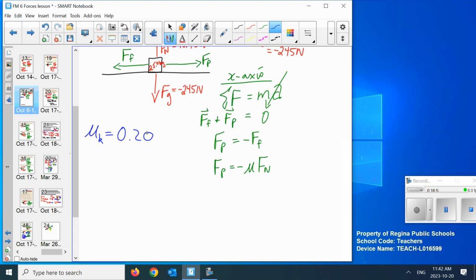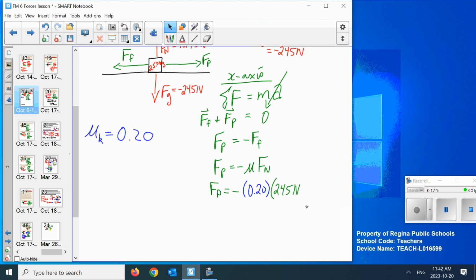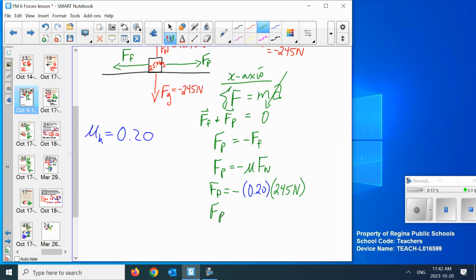So I'm going to put this in here. FP equal to negative 0.2 times FN, which we already have, is 245. And the pull force in this case is 0.2 times 245, which is 49.